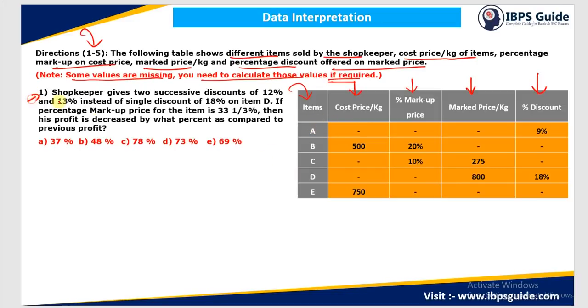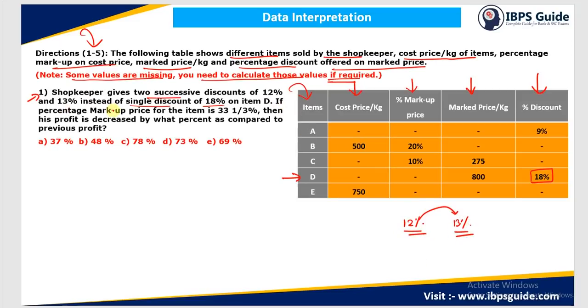So question number 1, they are saying the shopkeeper gives two successive discounts of 12% and 13% instead of the single discount of 18% on item D. So here we are talking about item D. Initially the discount was 18%, but now they are giving 12% and again 13% discount is given. Okay, so there are two successive discounts like this.